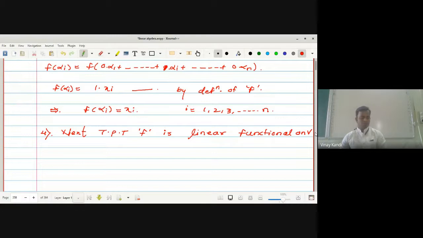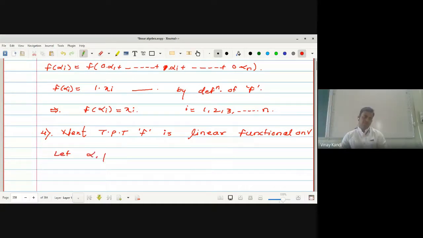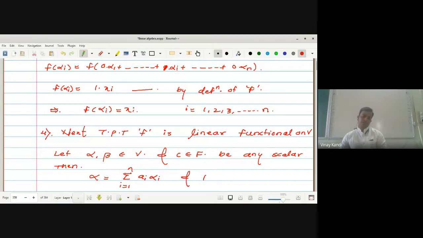Any doubt in the above steps? Okay. Now let alpha and beta be two elements belonging to V and c belonging to capital F, any scalar. Then we can write alpha as a linear combination of basis elements, that is, alpha is equal to summation i running from 1 to n of ai into alpha i. Similarly, beta is equal to summation i running from 1 to n of bi into alpha i.